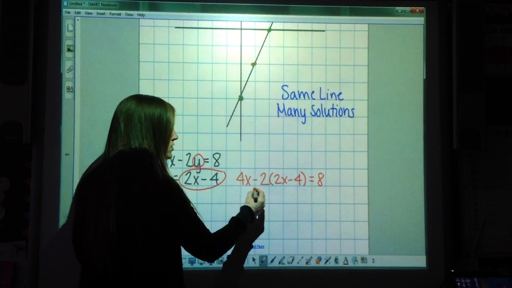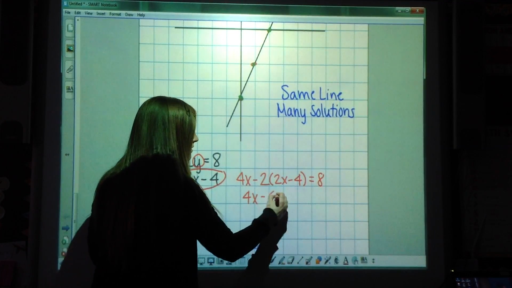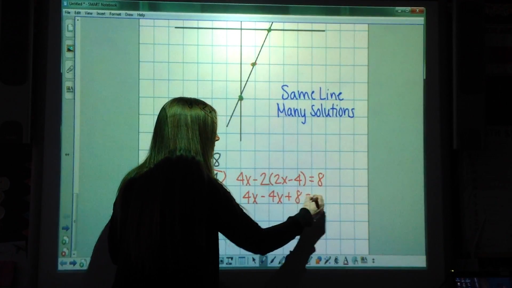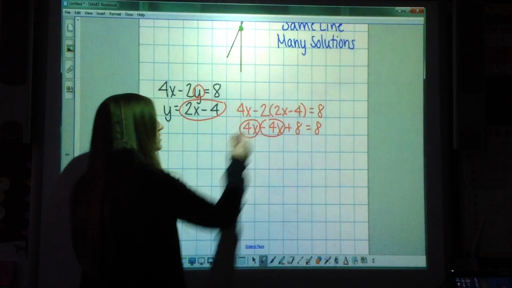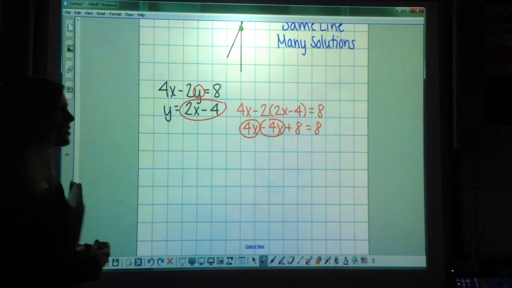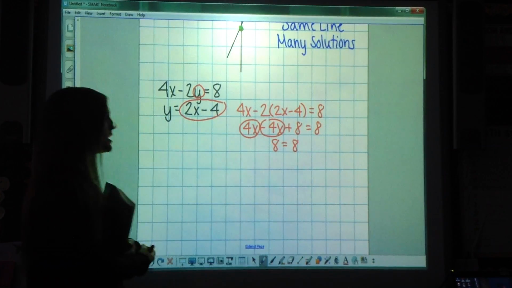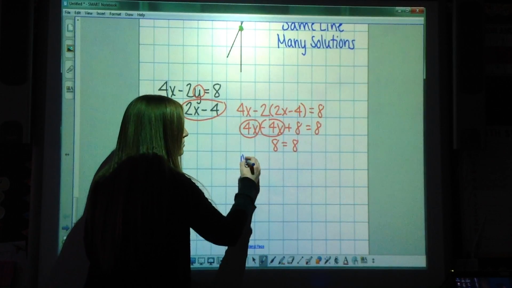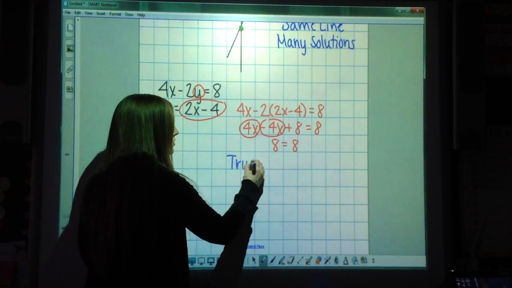Distributive property, I'm going to distribute this negative 2. So negative 2 times 2x is a negative 4x. Negative 2 times a negative 4 is a positive 8. Okay, combine these like terms. 4 minus 4 is 0. The x's cancel out. Notice we get a true statement. When you get a true statement and there are no variables, your answer is going to be many solutions.